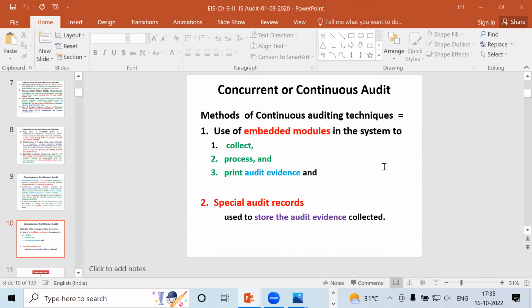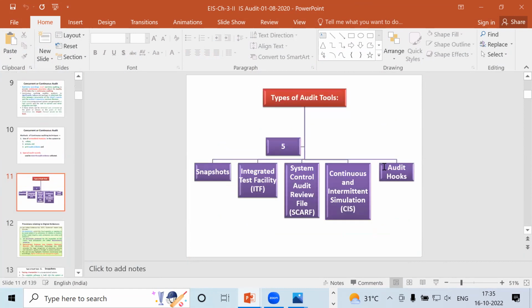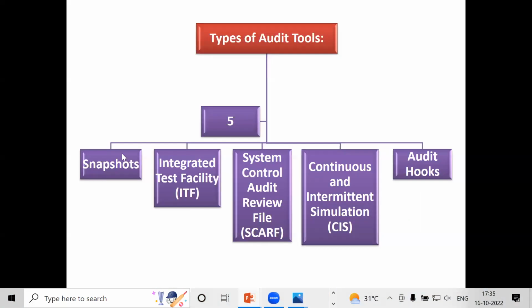Okay. So in audit, continuous audit or concurrent audit is important. So the tools, sometimes they will ask, please mark all these as important. Five audit tools are given here: snapshot, ITF, system control audit review file, continuous and intermittent simulation, audit hooks. Let me explain it quickly.